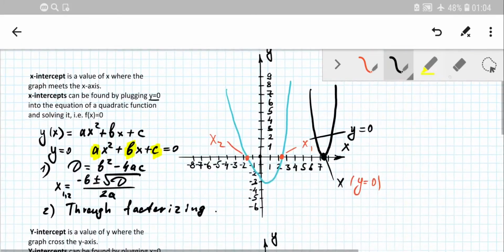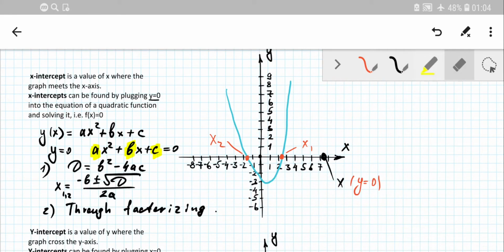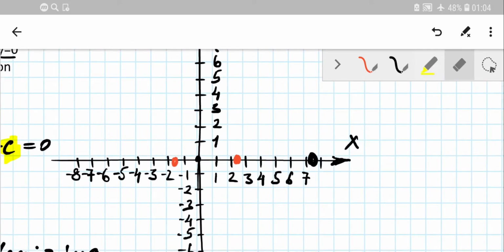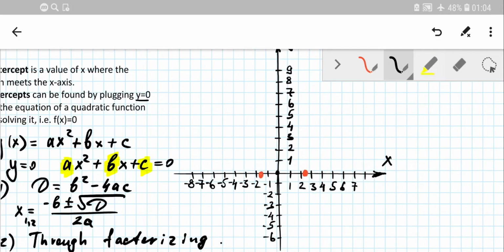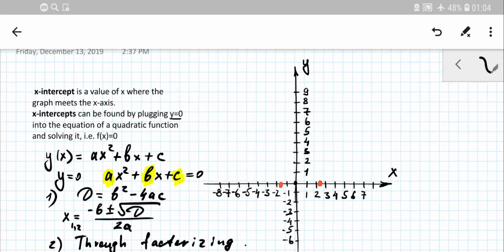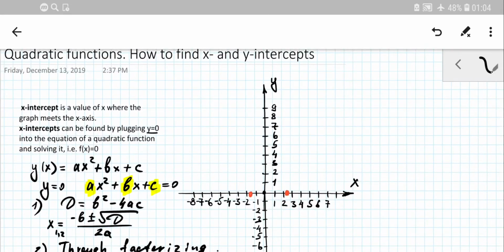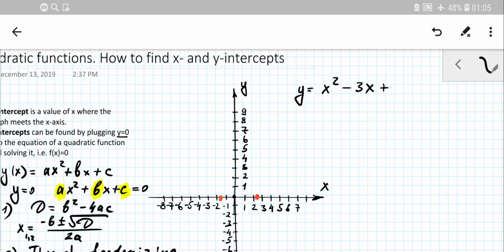Okay, so let's see how it works. Let's say we erase our parabolas, and instead we would like to find the x-intercept for a specific function. And let's set up this function. Okay, perfectly. So let's consider one simple example where we're supposed to find the x-intercept. Let's say we have y equals x squared minus 3x plus 2.